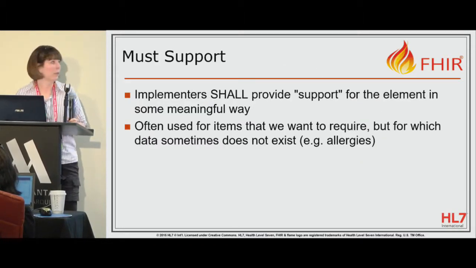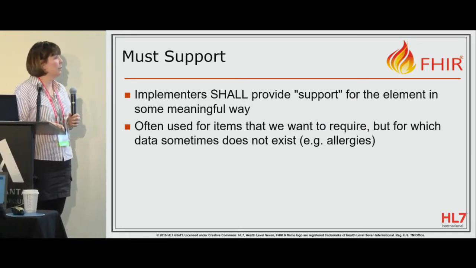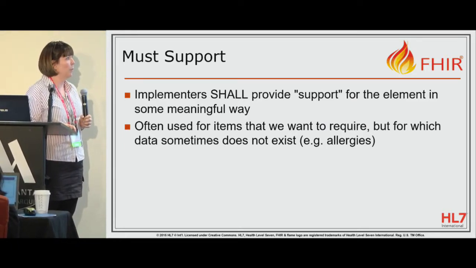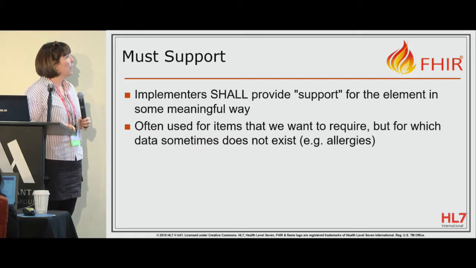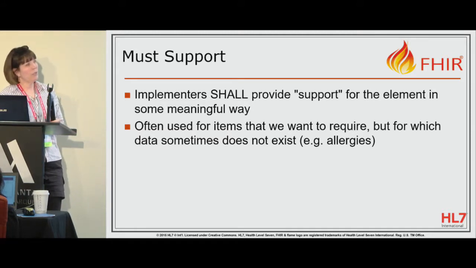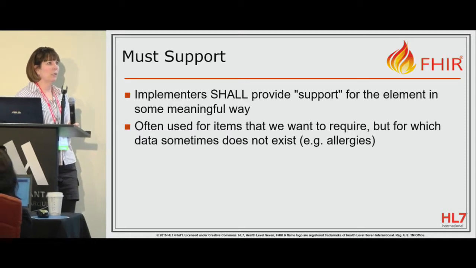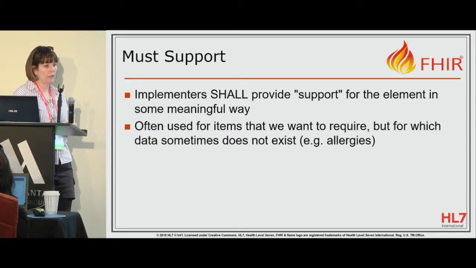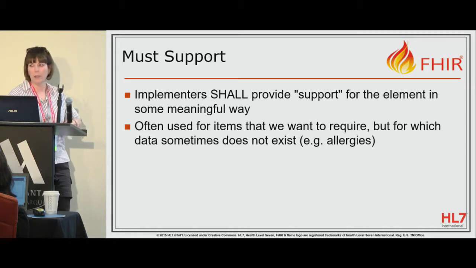Then another cardinality is must support, and this is just that implementers have to provide support for the element in some meaningful way. They have to be able to deal with it, receive it or send it or whatever. This is often used for items that we want to require, but for which data sometimes doesn't exist, like allergies. And this is a place I struggle too, coming from CDA, where we so often say this is a required element, and then just use a null flavor if you don't have the data. I think must support is more like V2, where it's required if it exists.